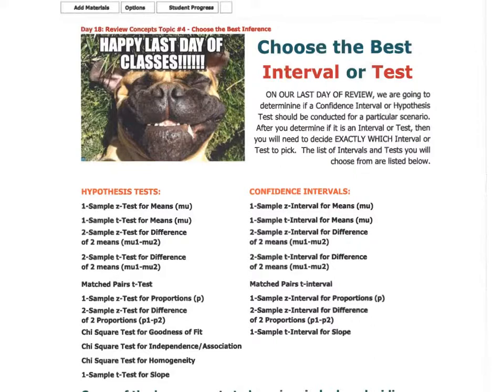Now, for day 18, this is a topic of review students in the past had asked for, and it's an additional day on choosing the best interval or test. They say this is the one thing they would struggle with the most, but with more practice, they became comfortable.